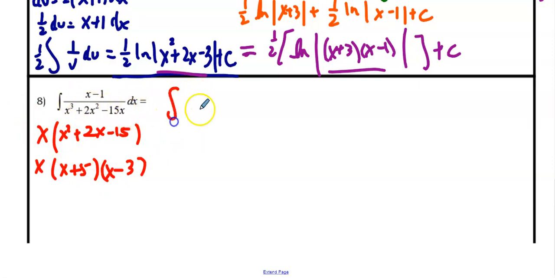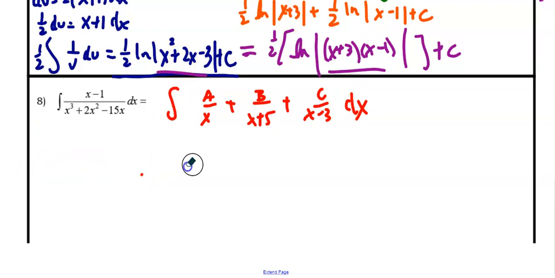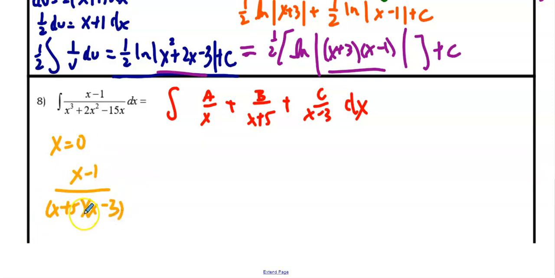And again, I'm going to have the integration of a over x plus b over x plus 5 plus c over x minus 3, all over dx. And so let's actually solve the problem. Let's go through and see what we get for each one. So for a, x is equal to 0, because this gives you 0. And so we're going to be left with x minus 1 on the top, and x plus 5 and x minus 3 on the bottom. This is what we want to evaluate.